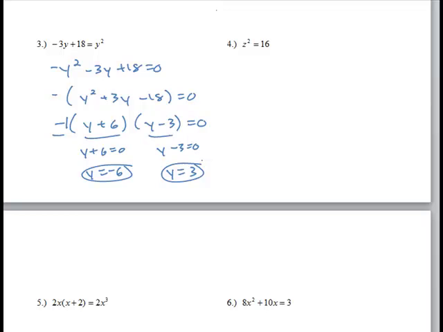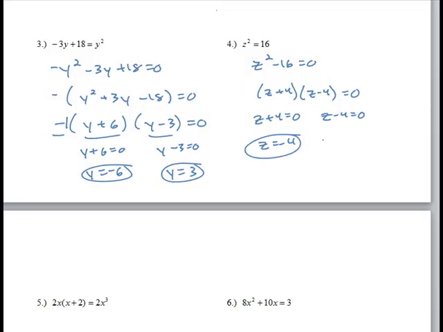Example 4, quadratic equation. Begin by setting it equal to 0, subtract 16 from both sides. No greatest common factor in this case, so difference of squares factors into z plus 4, z minus 4. 2 factors, they both obviously have a variable, set each one equal to 0 and solve. z is equal to negative 4, z is equal to a positive 4.